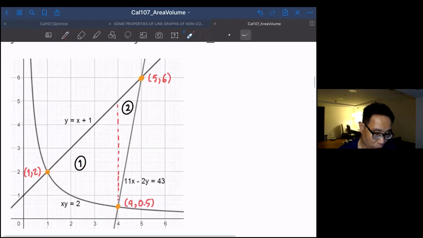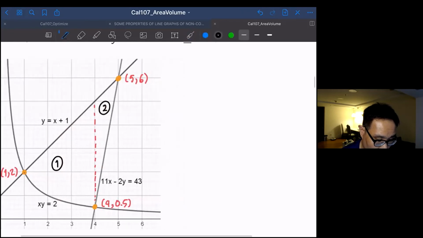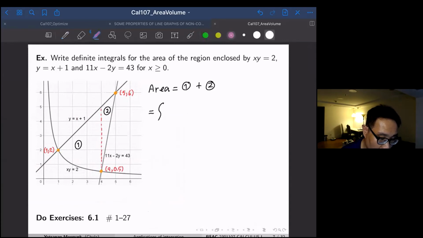Okay, so the area turned out to be 1 plus 2. You see that for number one, it will cover from 1 to 4. And the second one will cover from 4 to 5.